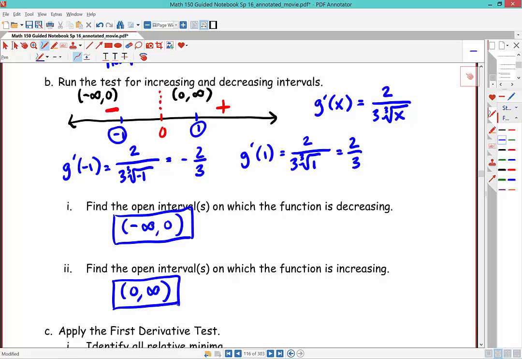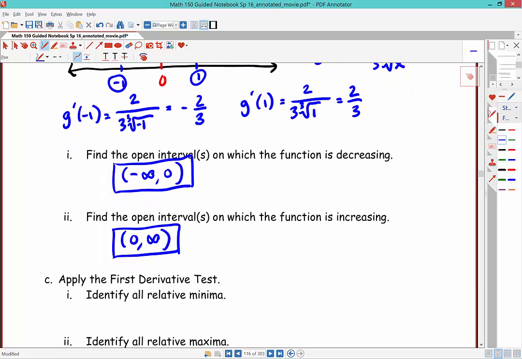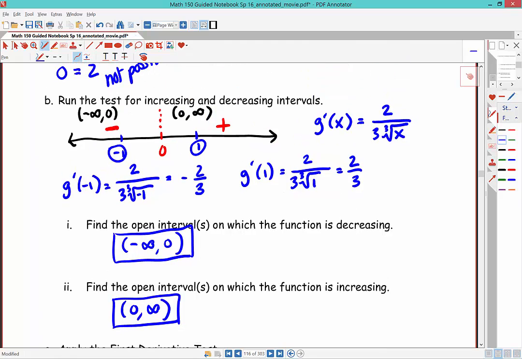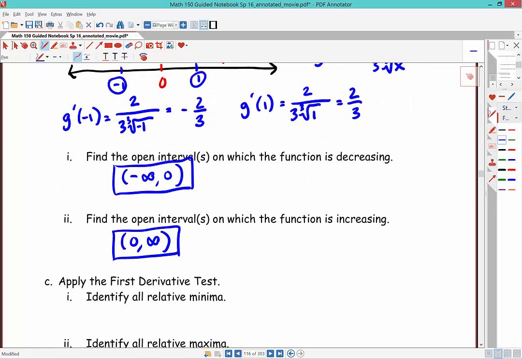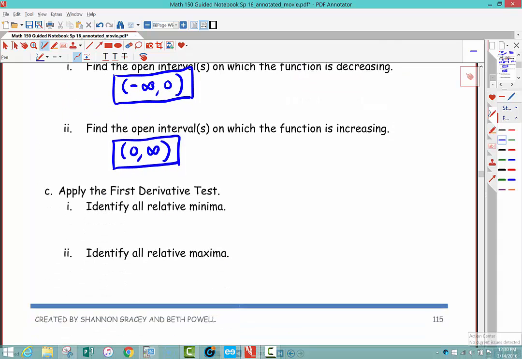Now, applying the first derivative test, we have the leftmost interval negative, so we're going down the hill, and then 0's out, so then it's horizontal, and then it goes up the hill. So that would be an input value where there's a relative minimum. Okay, identify all relative minima. So we have one relative minimum.